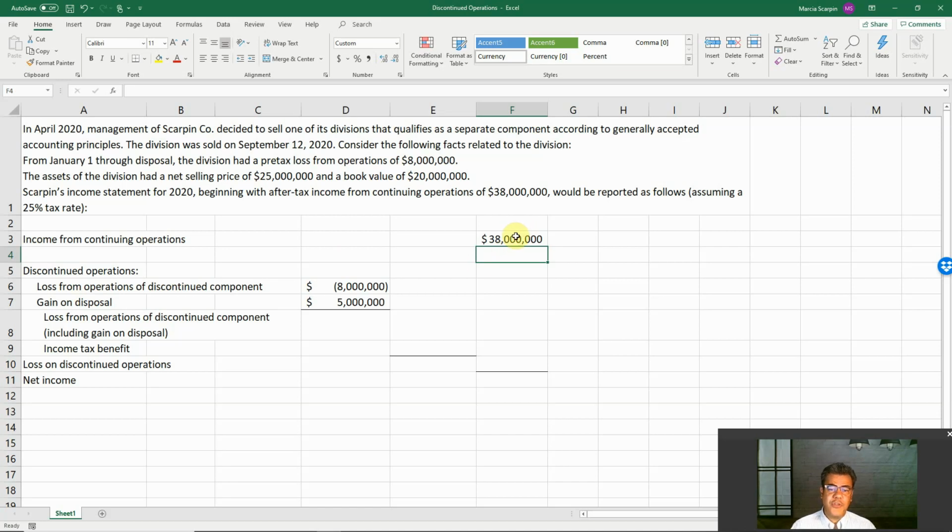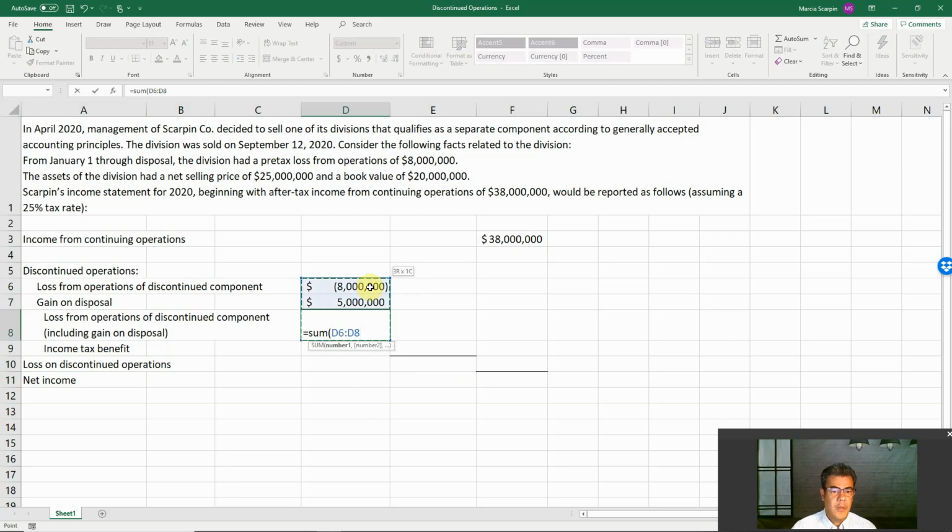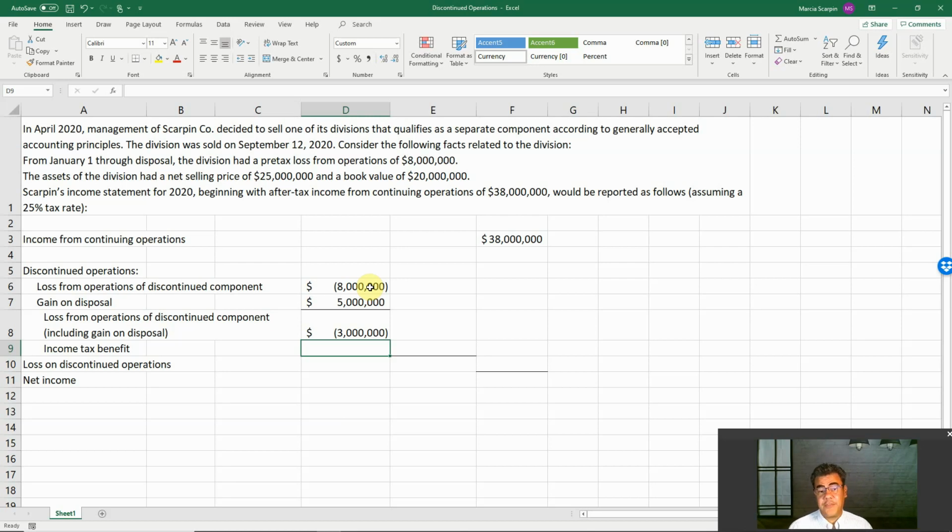Income from continuing operation 38, and we need to find the loss on discontinued operation. How do I know it is a loss? Because here we have a loss of 8 million plus a gain on disposal of 5 million, so the loss will be the sum. The loss from operations of the discontinued component, including gain on disposal, is $3 million. However, we have the income tax benefit, which is the negative loss times our tax rate of 25%.